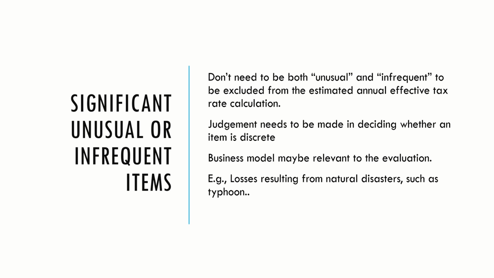For example, losses resulting from annual disasters, such as typhoons, are not unusual or infrequent for property and casualty insurance companies because those companies are in the business of insuring customers against those risks. However, the loss from a typhoon may be unusual or infrequent for a manufacturing company.